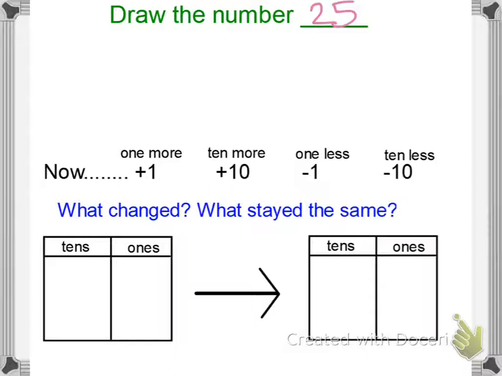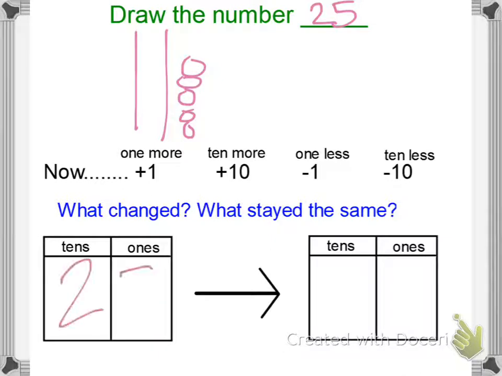So I'm going to start by drawing 25. So 10, 20, 21, 22, 23, 24, 25. So I have my 2 10s and my 5 1s. So we know that 25 is 2 10s, 5 1s. And I have to do 1 more. So I'm going to put an X on that 1 more.